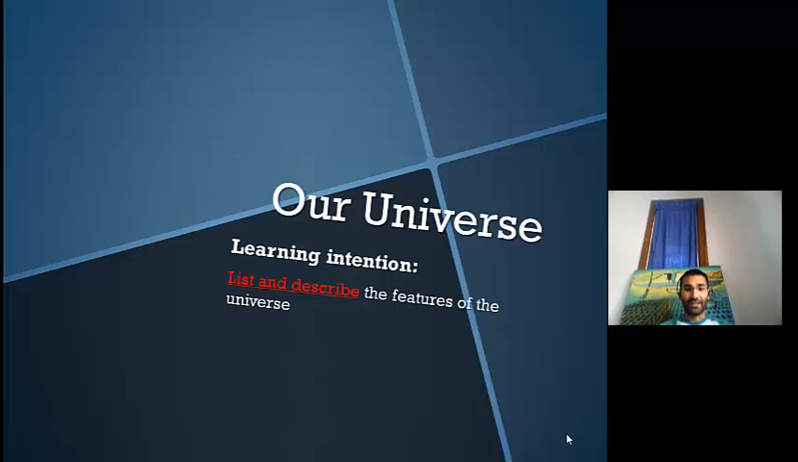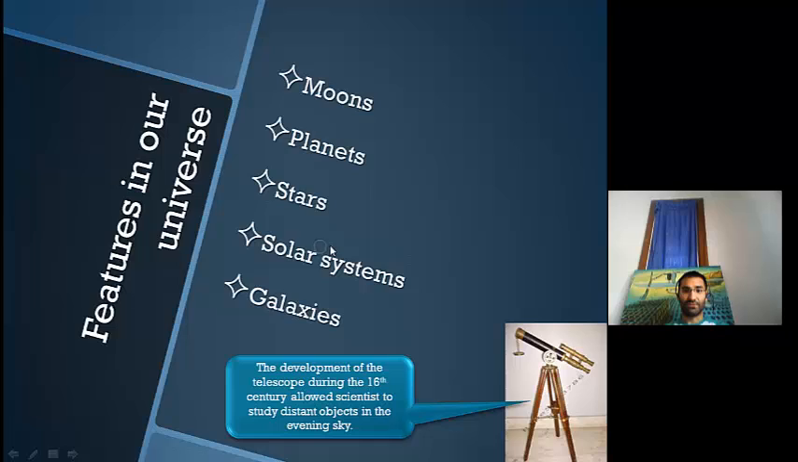G'day guys, welcome to the first in a series of lectures which will look at our universe and how it began. We're going to look today at describing and listing the features of the universe around us. We're going to look at what is in the night sky, what things we can see and where they come from and how they sort of relate to each other.